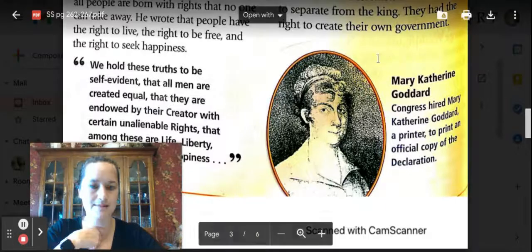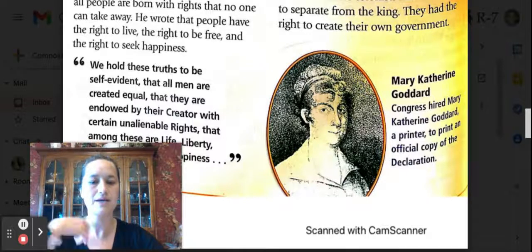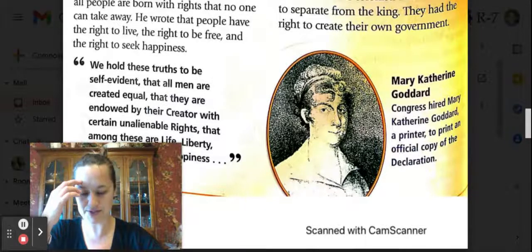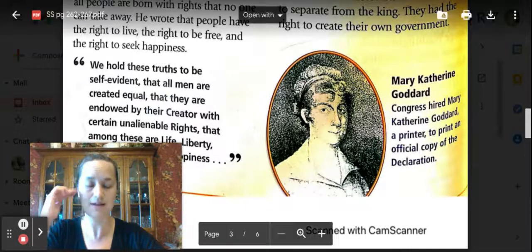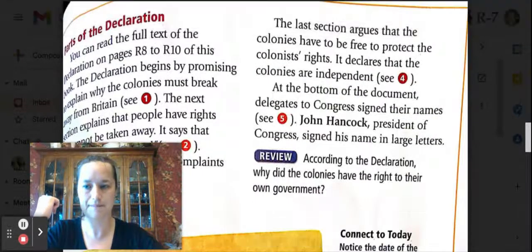This woman in this picture is named Mary Catherine Goddard. Congress hired Mary Catherine Goddard, a printer, to print an official copy of the Declaration. So I know she was one of your choices for the famous Early Americans Project, and some of you picked her. She was actually a printer, and she was hired to print the first official copy of the Declaration of Independence, and that made her pretty famous. And women have a big part in our history, too.